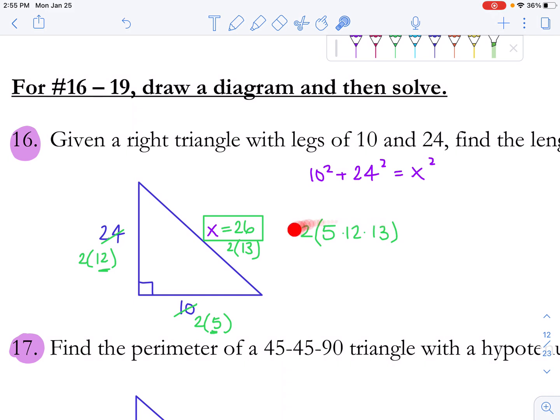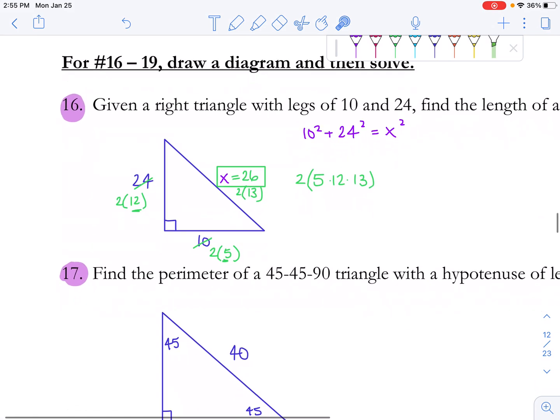Again, if you know your triples, it saves you a ton of work. If you don't know your triples, it's fine for now. You can always use the Pythagorean theorem, but again, let me encourage you to memorize those.